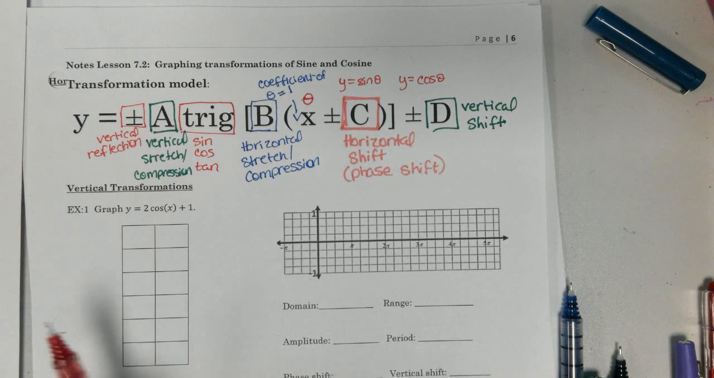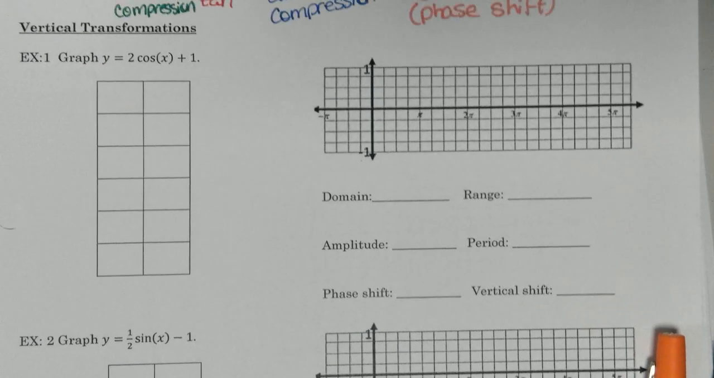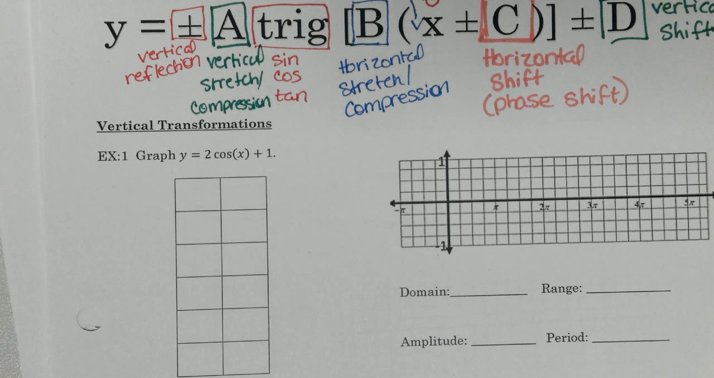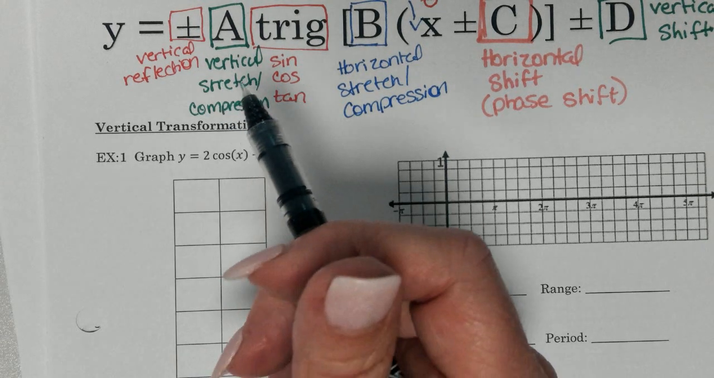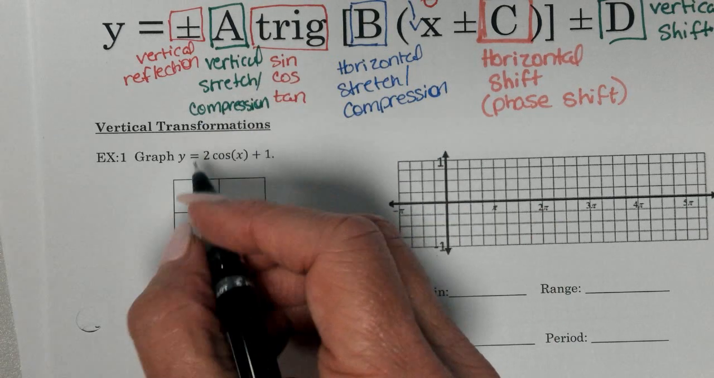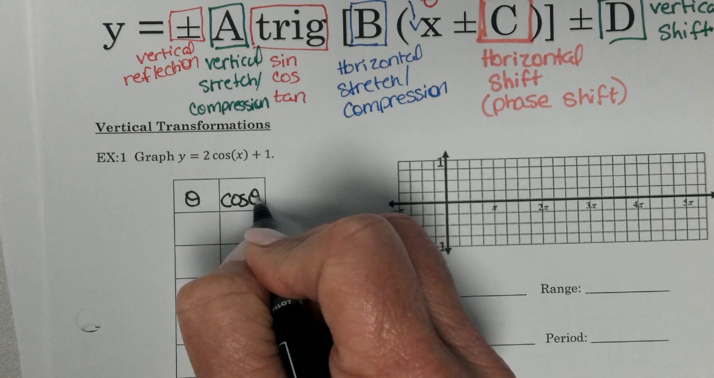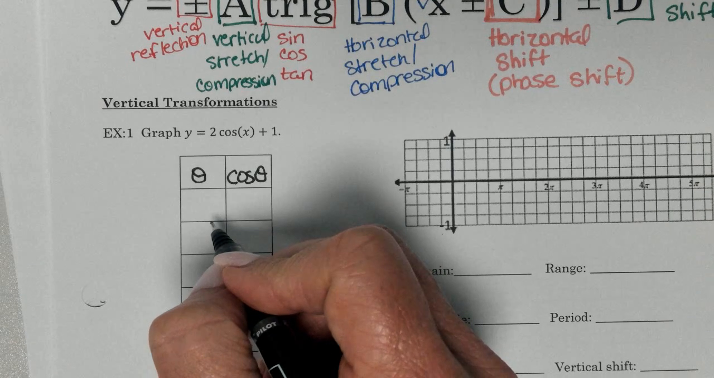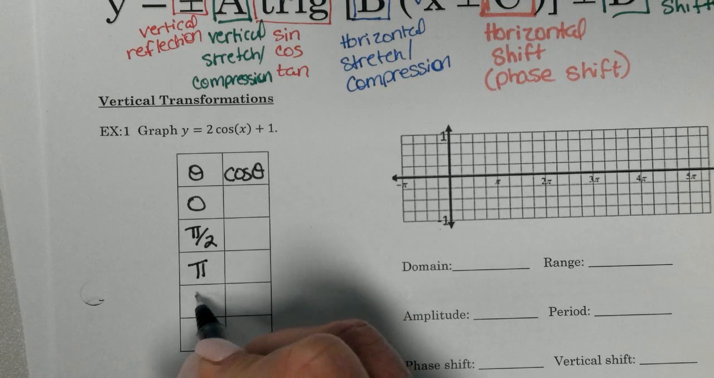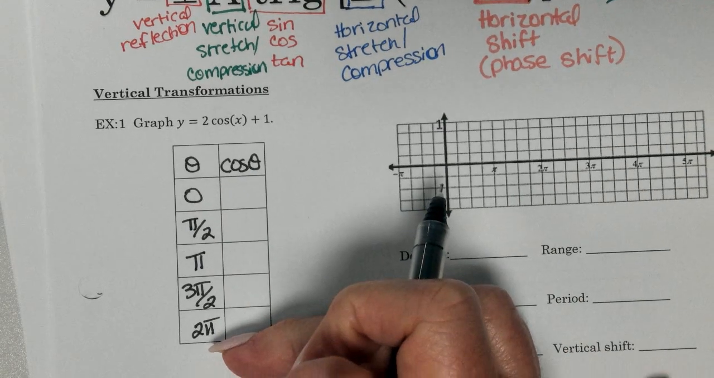Okay, let's take a look at our vertical transformations. On this problem, it's going to be cosine with these vertical adjustments. But remember, you always have to start off with your 5 key points. We did that when we graphed sine and cosine. Who remembers what those 5 key points are, those angles? Zero, pi over 2, pi, 3 pi over 2, and then 2 pi. So these will always be the angles that we start with.